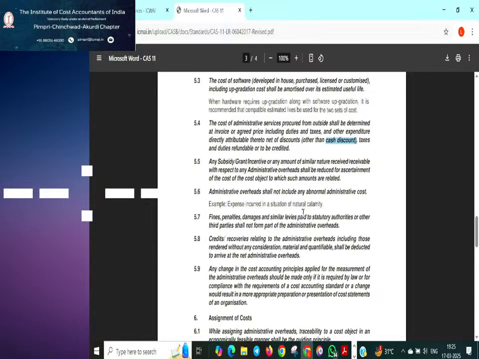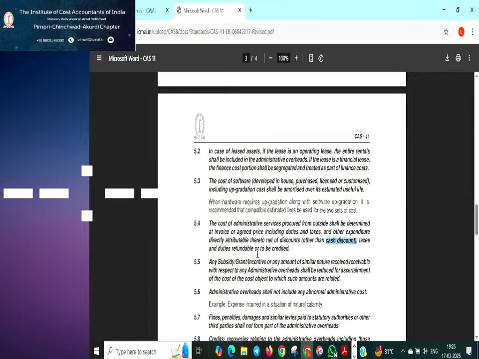Like for example, in a natural calamity, if any cost has been incurred, then that needs to be excluded. Fines, penalties, damages, credit recoveries, all these things hold the same across all the cost accounting standards. So the important ones over here are leased assets, how to handle an operating lease and how to handle a financial lease, and then cost of software and cost of hardware.